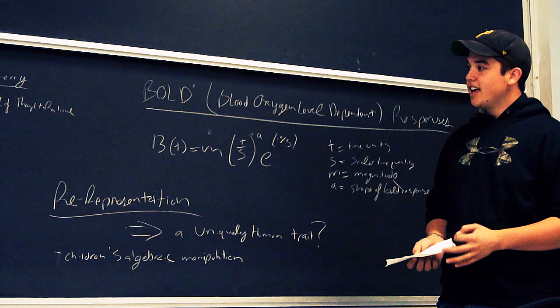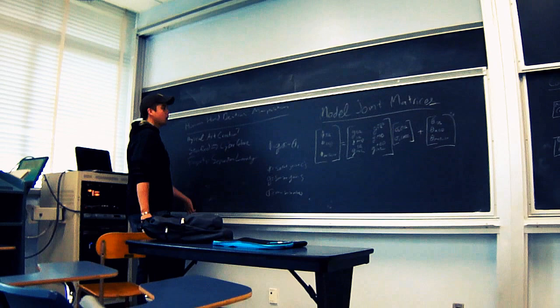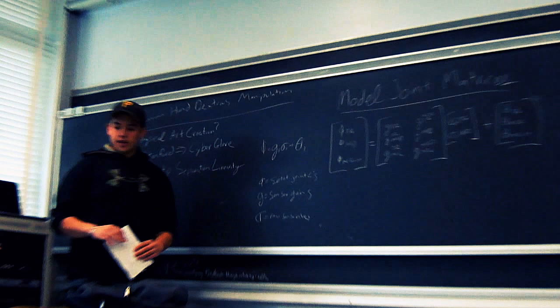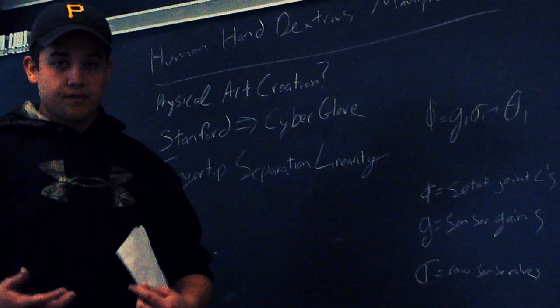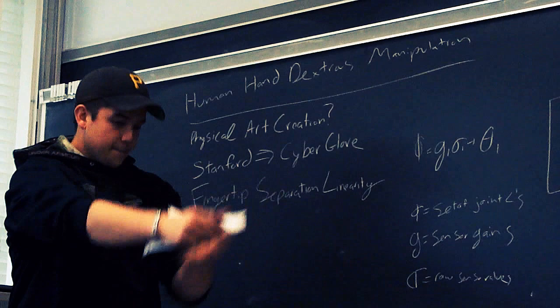All right, so let's move on from cognitive modeling to human hand dexterous manipulation. When you talk about people creating art, you have the aspects of painting, sculpting, drawing, and many others that physically require tactile ability in moving. So in collaboration with Stanford, we have created a mathematical model for the dexterity of one's hands and their ability to create art that way.